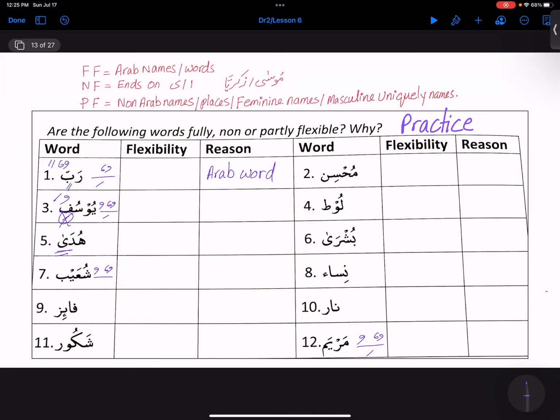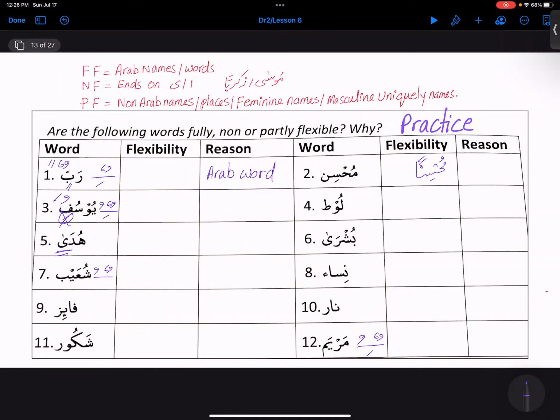Muhsinun, Muhsinan, Muhsinin. Very good. And when we say Muhsinan, what do we need to do? How are we going to write it? You put alif in front. Very good. So it should be written like that.